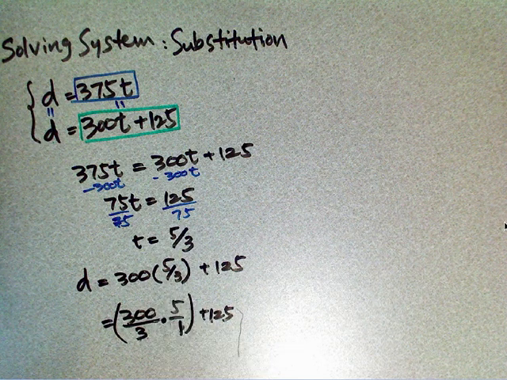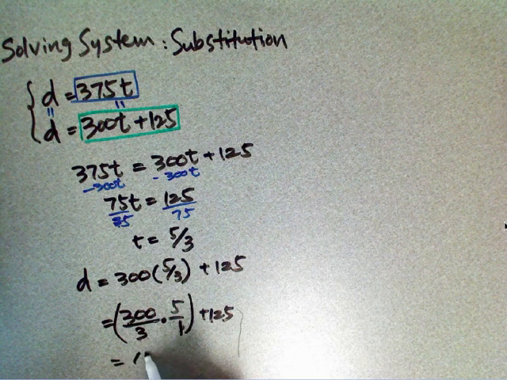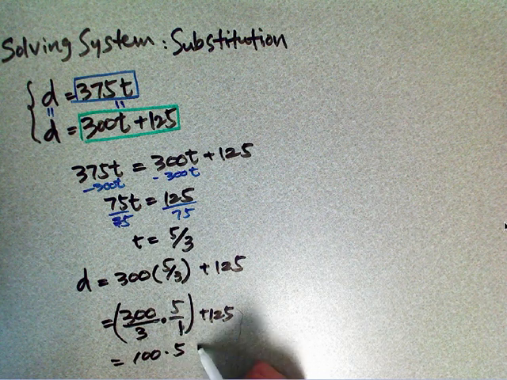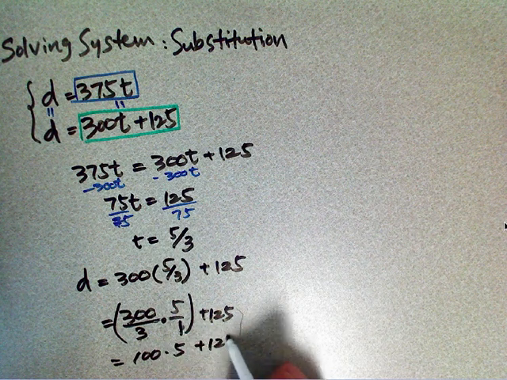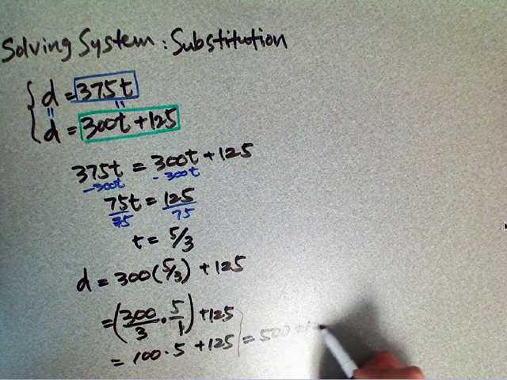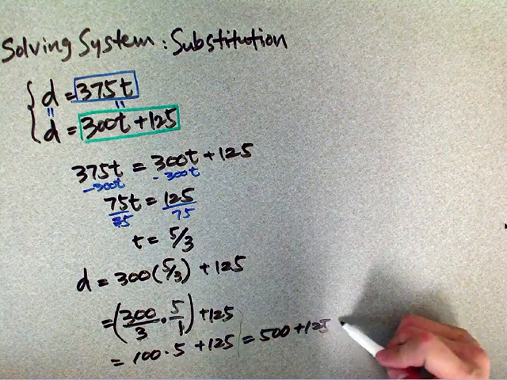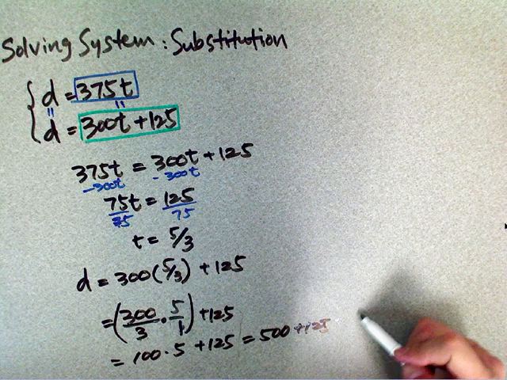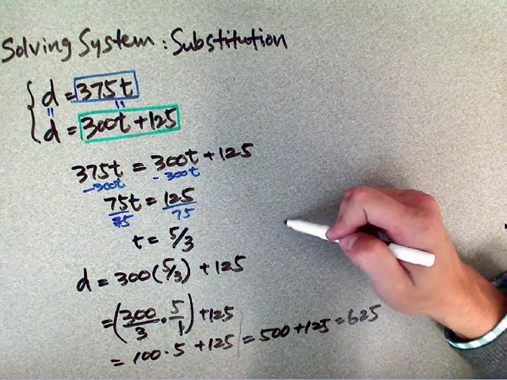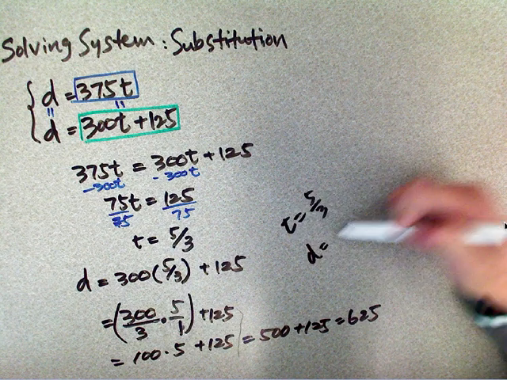So it's a fraction. Now it's easy. 300 divided by 3 is 100 times 5, because 5 divided by 1 is 5, plus 125. So that's equal to 500 plus 125. Therefore, 625. So t is 5/3 and d is 625.